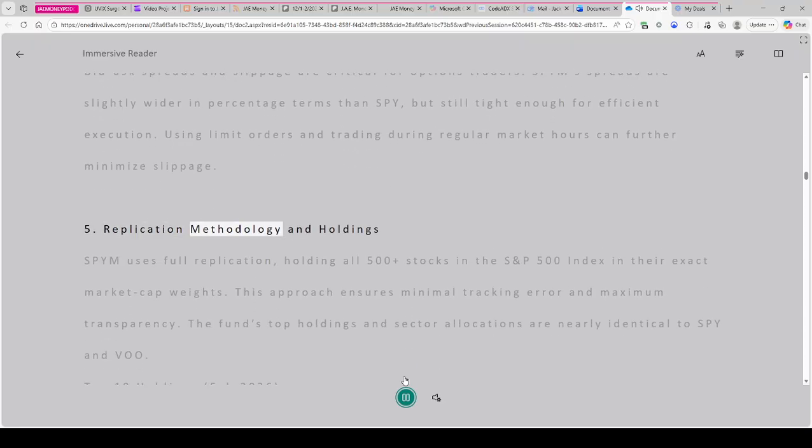5. Replication methodology and holdings. SPYM uses full replication, holding all 500 plus stocks in the S&P 500 index in their exact market cap weights. This approach ensures minimal tracking error and maximum transparency. The fund's top holdings and sector allocations are nearly identical to SPY and VOO.